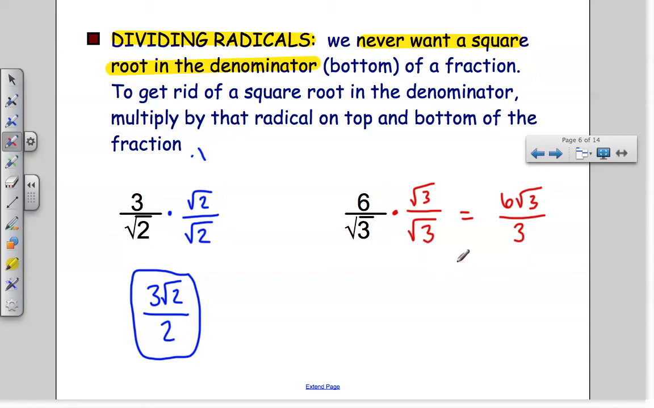But this goes one step further, actually. Look at the numbers themselves. I have 6 divided by 3. Well, 6 divided by 3 is 2, and still square root of 3. So look to simplify further if you can.